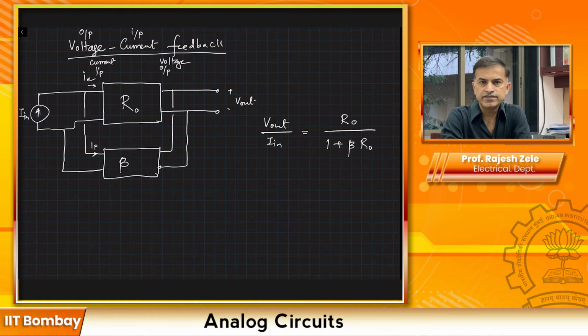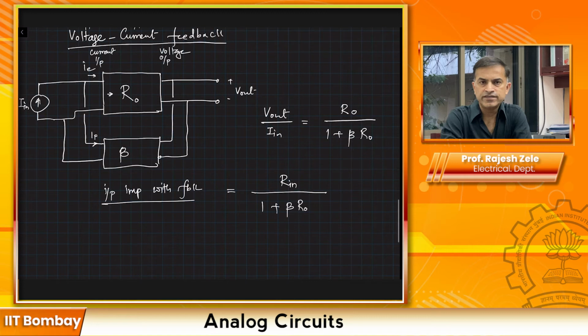Now, in this case, what will happen to the input impedance with feedback? So let's say the input impedance without feedback, looking into this block, was Rin. Then after the feedback, this is going to drop down by a factor 1 plus beta R0. And the output impedance with feedback, let's say it was R out before the feedback, that will also go down by beta times R out.